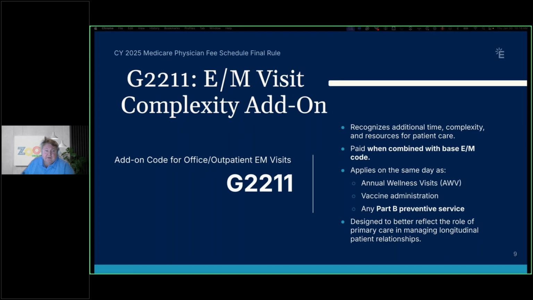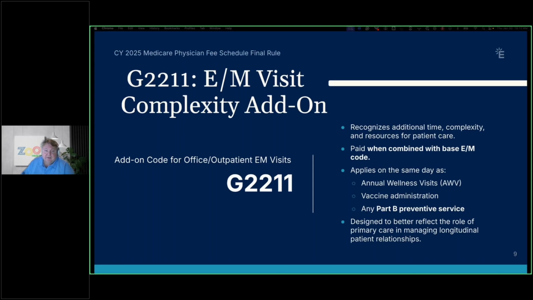G2211 serves as an add-on to existing EM services when patient needs go beyond routine care. So when can you use it? The associated EM service, so you're looking at those codes like 99213, 214, 215, or new patient visits. It's reported with modifier 25, but only if the additional service is a Medicare Part B preventive service. Previously, billing G2211 with a modifier 25 EM was not allowed. So they've changed things around a little bit. You are going to use the 25, but you've got to show these are additional separate services.